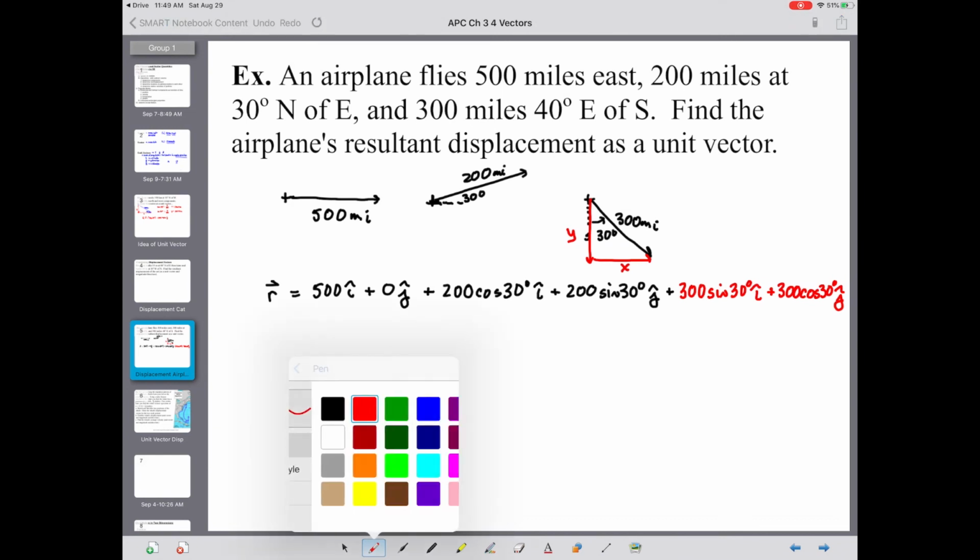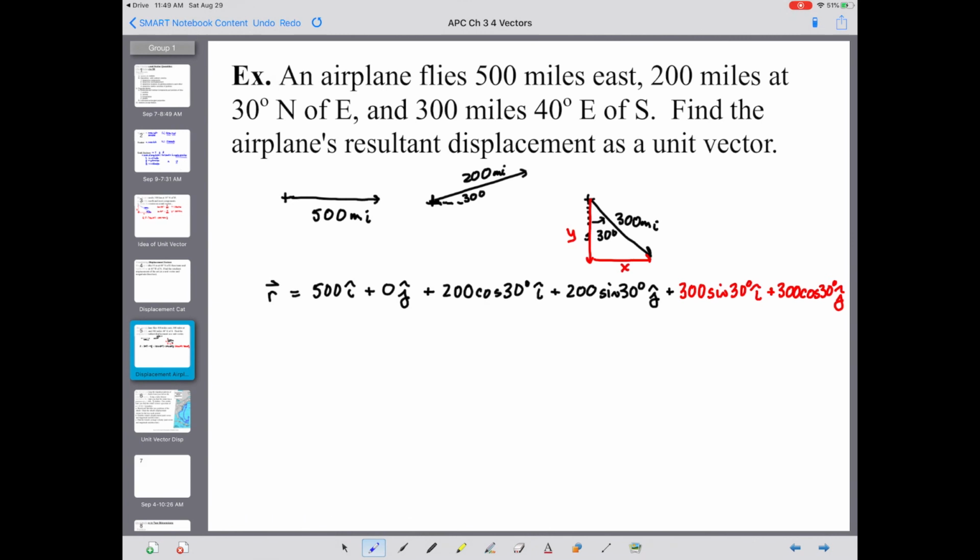Now we're going to get values. So then I have a 500i. I'm just going to leave the 0 out. And then on our next one, that'll be a 173.21i. And then the 200 sine, that's just going to be 100j. And then on to our third vector.